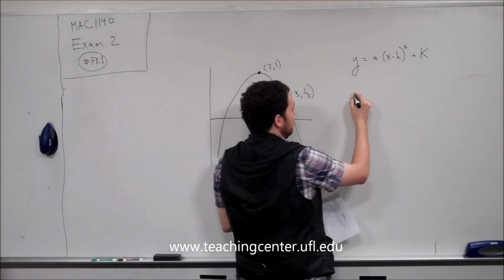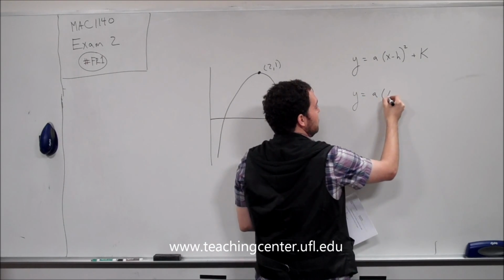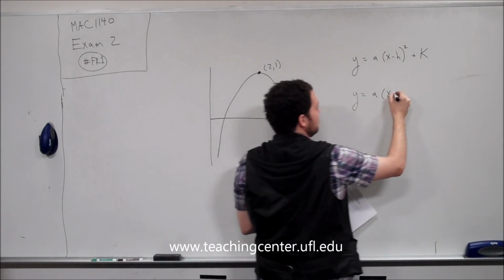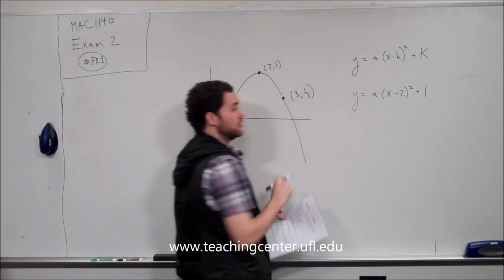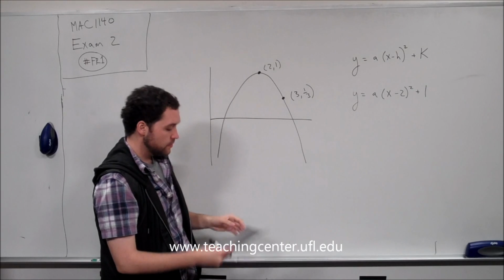So for the first part, you will just get y equals A times (x minus, and your x value here, which is going to be 2) squared plus 1, because that's your K value. You shift over 2 and up 1.